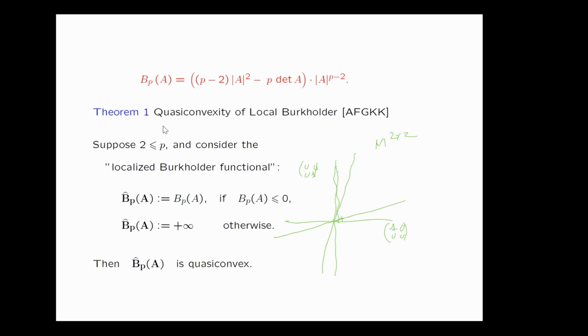So one can show that the Burkholder functional is negative on a cone, which is a subset of the matrices with positive determinant. And what we can prove is that if you declare a new functional, which is equal to the Burkholder functional in this cone, and immediately when it gets positive, you give it the value plus infinity, that's quasi-convex in the Morrey sense. Okay, so this is a partial result about the quasi-convexity of the Burkholder functional, and it has other interesting implications.